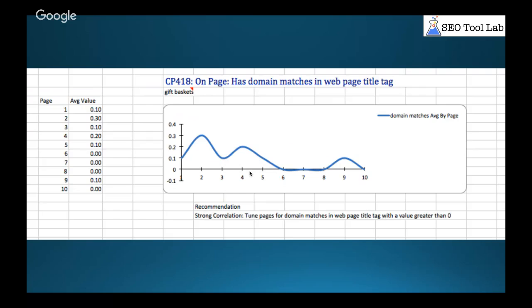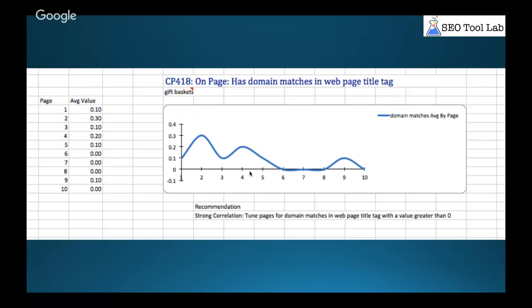For this one, we're looking at domain matches in the web page title tag. I made this factor for answering a question in an online forum, where the question was, does having your brand in your title tag help you rank? I thought it was an interesting question because I had a lot of opinions on that, and I realized before I answered that I actually didn't have any data on it. So I made a couple of factors to actually go and test it, and it surprised me quite a bit.